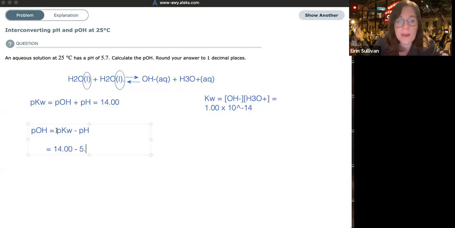minus 5.7. And now, because 14 is the ionic product for water, you're going to treat that like any kind of constant, where you treat it as having infinite sig figs. So it's not going to affect the number of sig figs you give your answer to, essentially. You're only going to match the sig figs that your pH or your pOH was given to. So 14 minus 5.7 gives me a pOH of 8.3. So pH plus pOH of a solution should always add up to 14, and that will help you work out what you don't know.